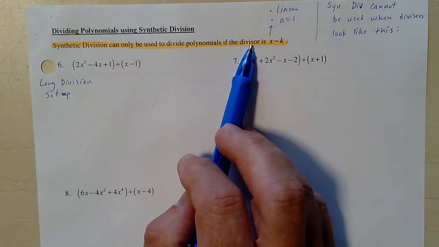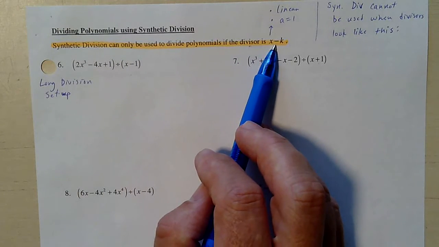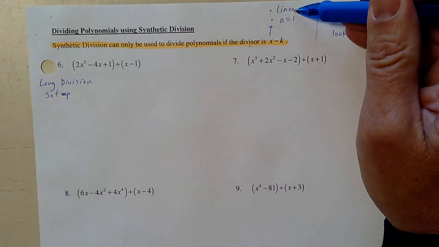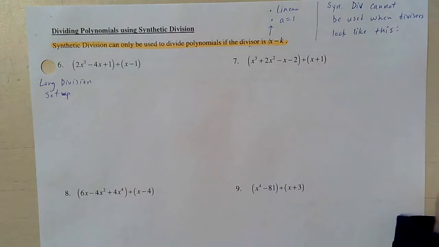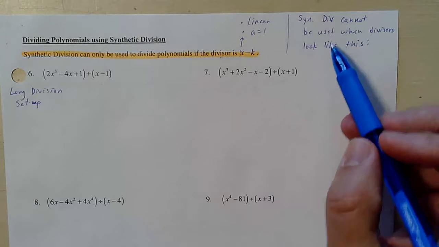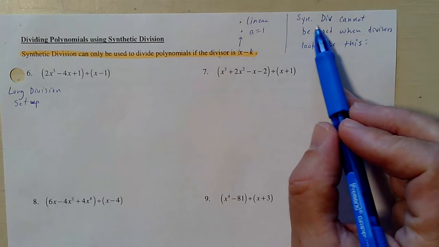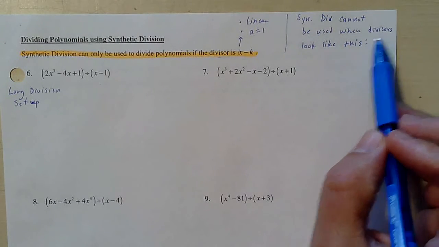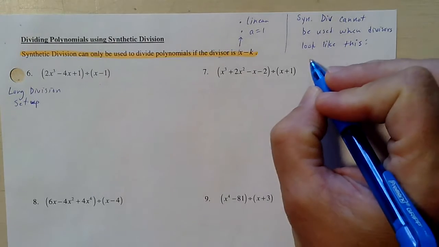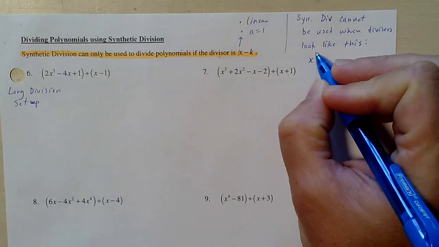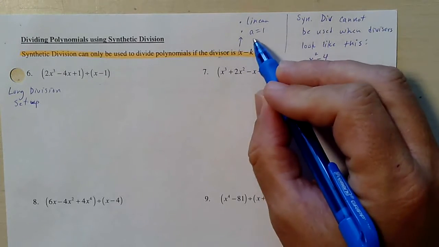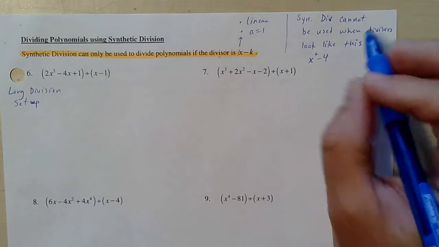Only if the divisor is in the form or can be written as x minus k. So that means it's linear and the a value is 1. So here's some examples. You can write this down here too if you want. Synthetic division cannot be used when our divisors look like some of these examples, like this, for example, quadratic. If I was dividing by x squared minus 4, I can't use it. It's got to be linear, okay?